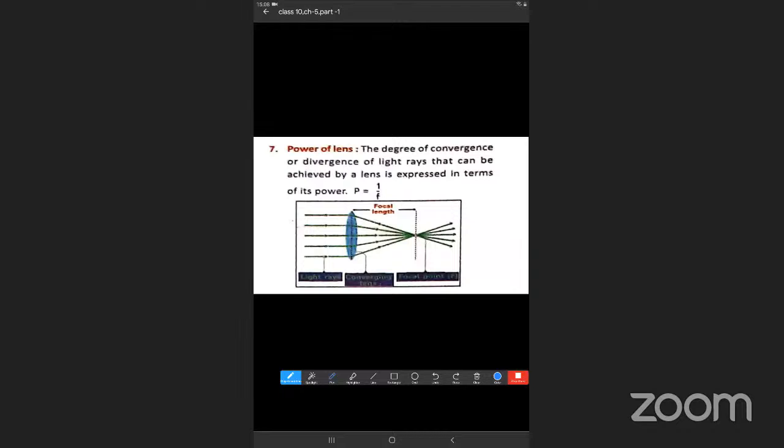And next, power of a lens. The degree of convergence or divergence of light rays that can be achieved by a lens is expressed in terms of its power. That equals 1 by f. So P equals 1 by f. Here, power is the degree of convergence or divergence of light rays.